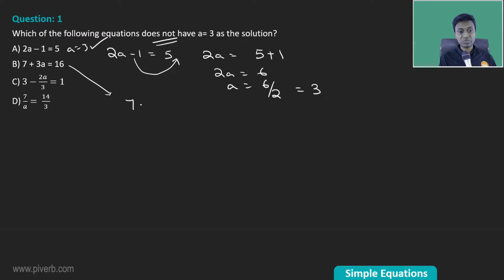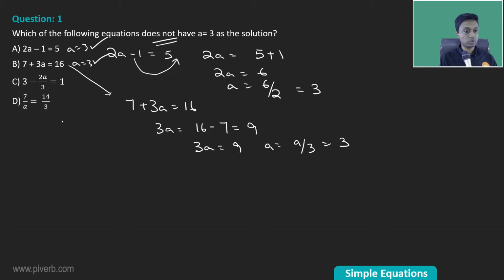So here we have 7 plus 3A equal to 16, or 3A equals 16 minus 7. Plus 7 goes this side, becomes minus 7. This is 9. 3A is 9. A is 9 by 3, which is 3. So A equal to 3 works here also.